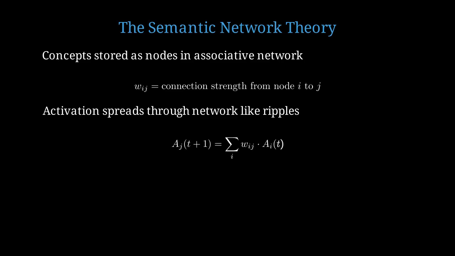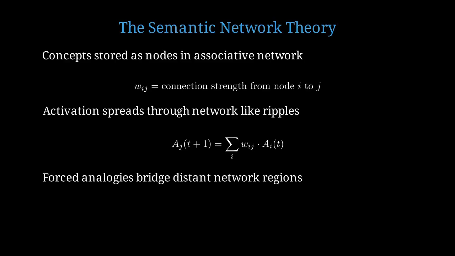The activation of node j at time t+1 equals the sum over all i of W_ij times the activation of node i at time t. This is spreading activation. Forced analogies work by deliberately bridging distant regions of the semantic network that wouldn't naturally connect. This creates what researchers call remote associations.